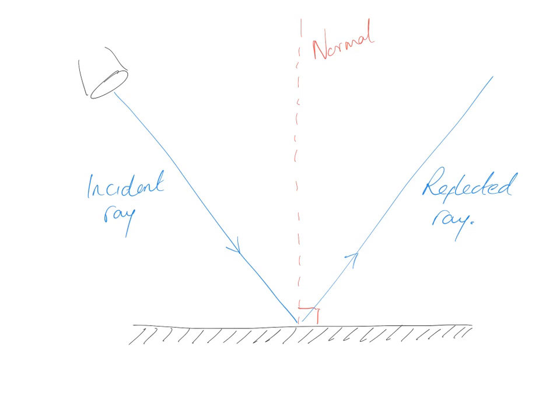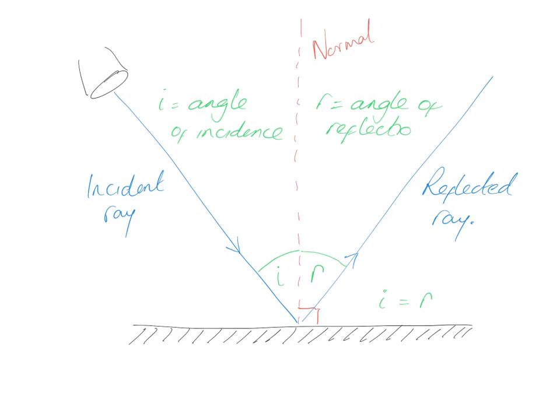Now this will make fairly intuitive sense to you, but if you were to measure the angle between the incident ray and the normal, and if we call that angle I, we would find that that angle is equal to the angle between the normal and the reflected ray, which we can call R. Okay? I is equal to R. I is what we call the angle of incidence. And R is what we call the angle of reflection. So at all times I equals R.